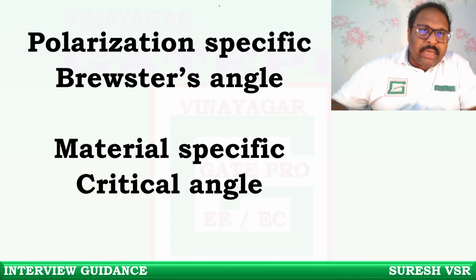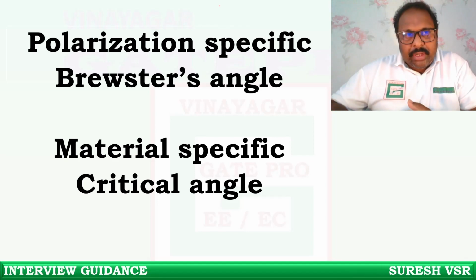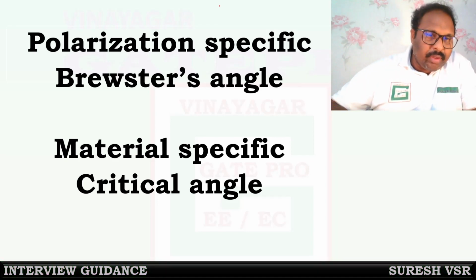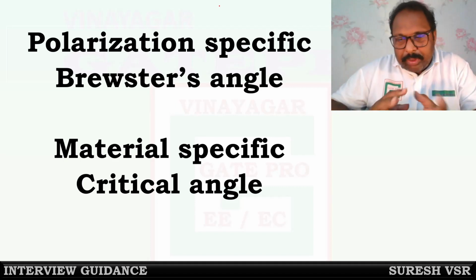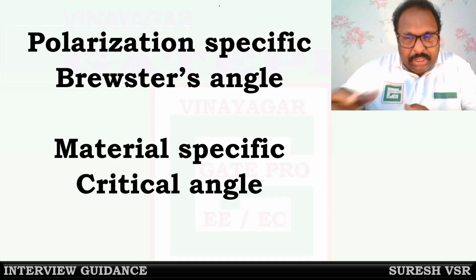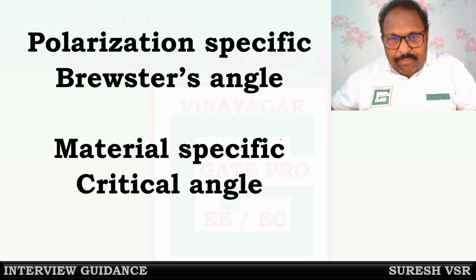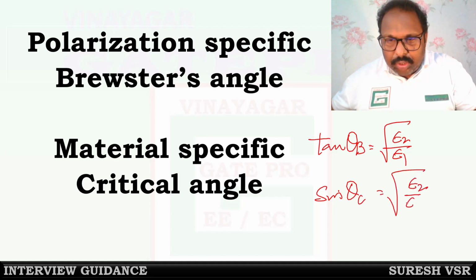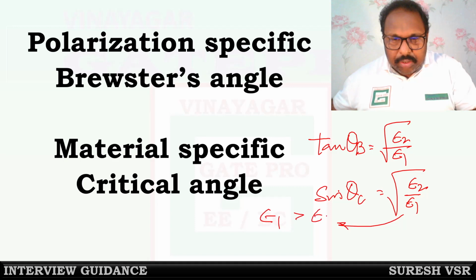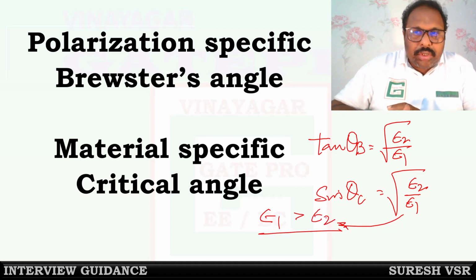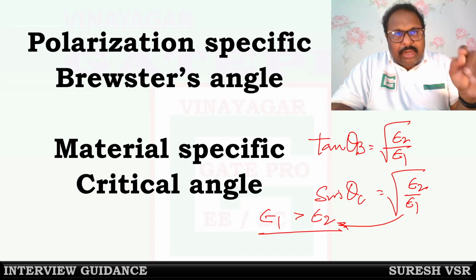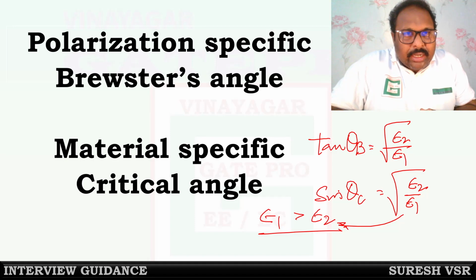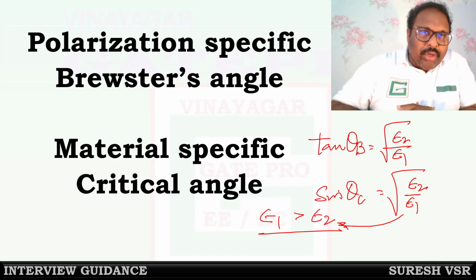Second thing, Brewster angle is very polarization specific. It is only for P polarized waves, not for S polarization. Whereas critical angle is material specific. It needs to be going from a denser medium to a rarer medium, because the sine function depends on epsilon 1 and epsilon 2. Brewster angle is defined by tan of the Brewster angle equals root epsilon 2 by epsilon 1. Critical angle is sine of the critical angle equals root epsilon 2 by epsilon 1. So here it's mandatory that epsilon 1 should be greater than epsilon 2, which means you should be going from a denser medium to a rarer medium. That's for critical angle. That's why I said it's material specific. It depends on the material that you are moving from.